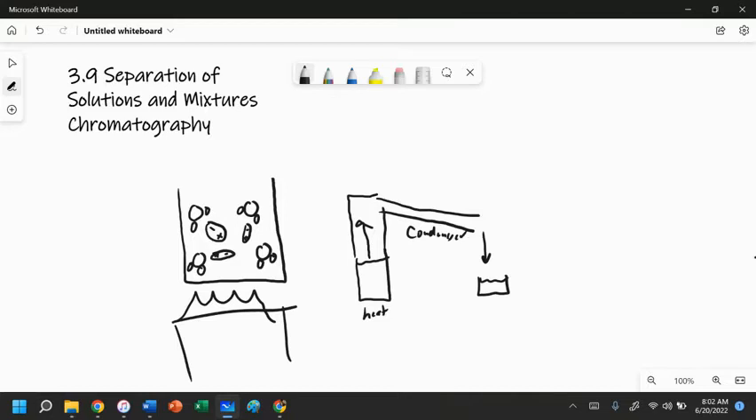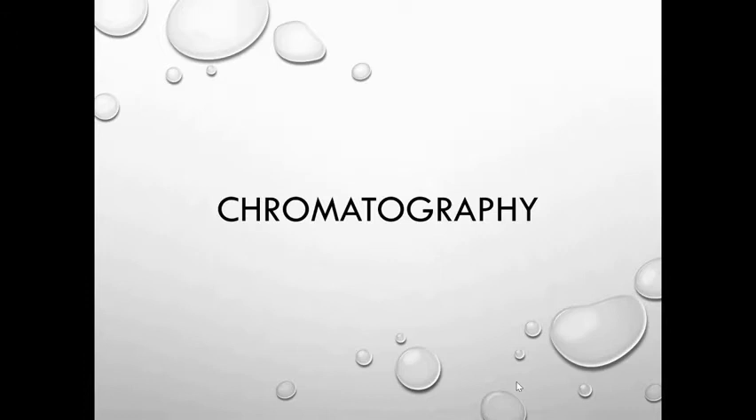The second type of separation technique we're going to look at is chromatography, which relies on intermolecular forces. A lot of times you'll have different components in a mixture that you want to have separated out, or you want to know how much of each substance is in a mixture. And so chromatography allows us to do that. So we're going to look at just the basics today. We're not going to go into large detail about chromatography.